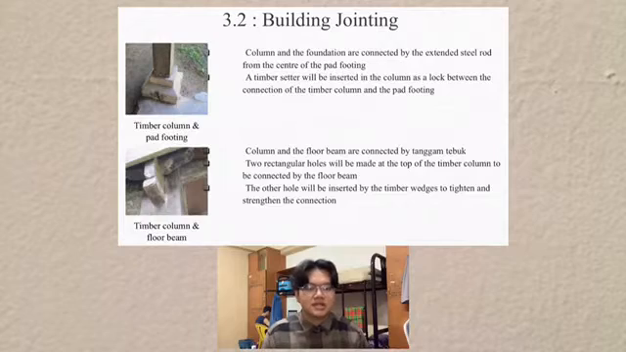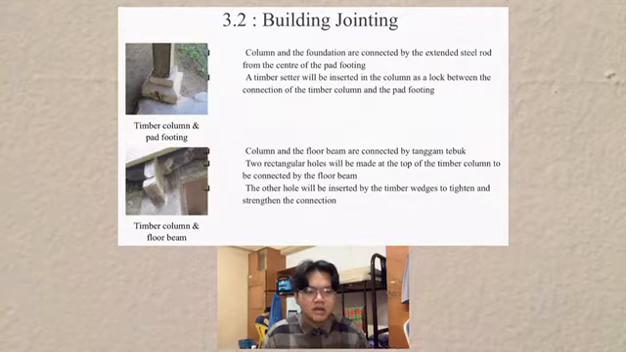Building jointing. There are several jointings that can be found in this Rumah Kutai Perak. For the first one, the jointing between the timber column and the pad footing. Column and the foundation are connected by the extended steel rod from the center of the pad footing. A timber setter will be inserted in the column as a lock between the connection of the timber column and the pad footing.